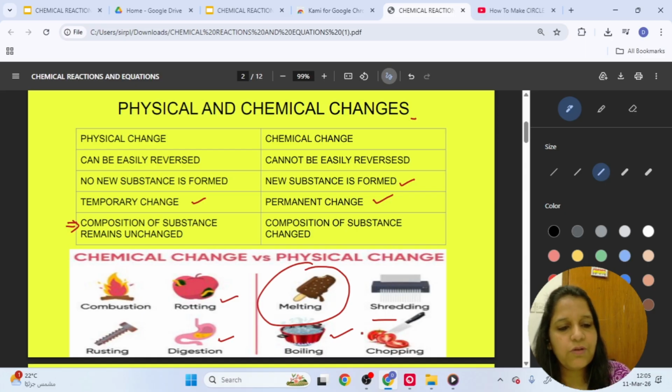Like water is going to remain water only. It will remain H2O only, right? So the composition will remain unchanged, the same number of atoms present in each element. Whereas in the case of chemical changes, the composition of the entire substance is changed as new substances are formed.